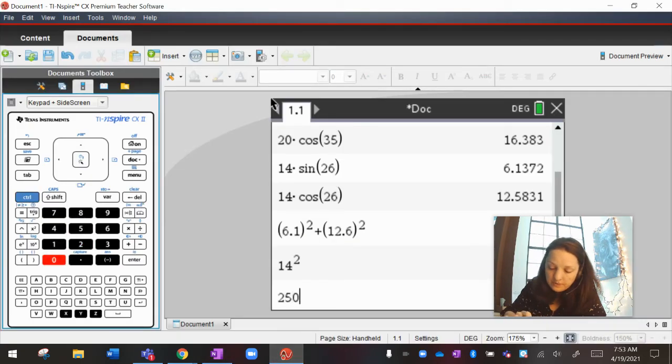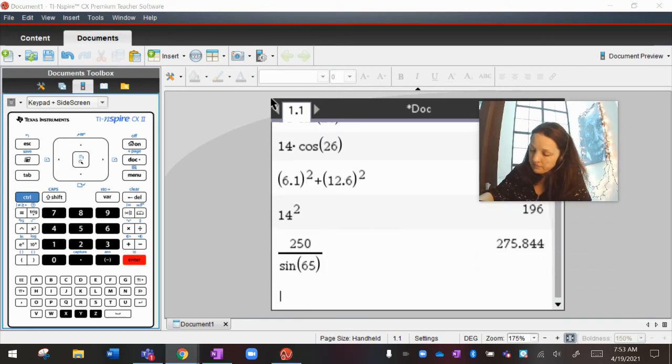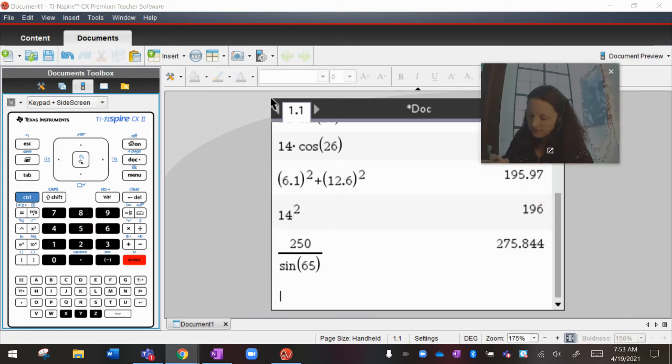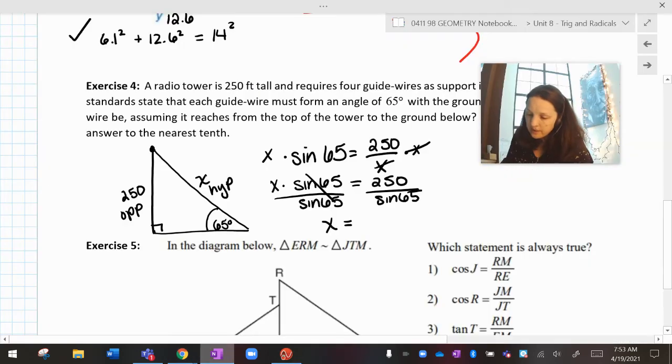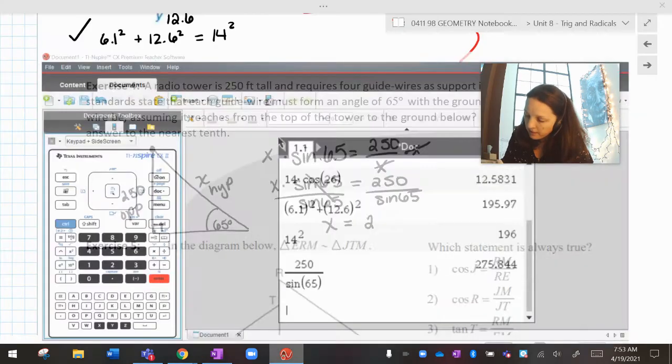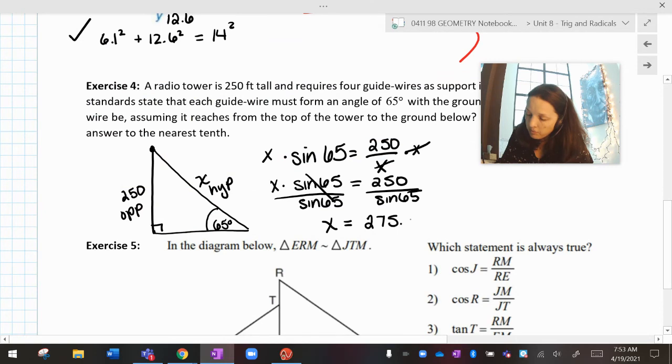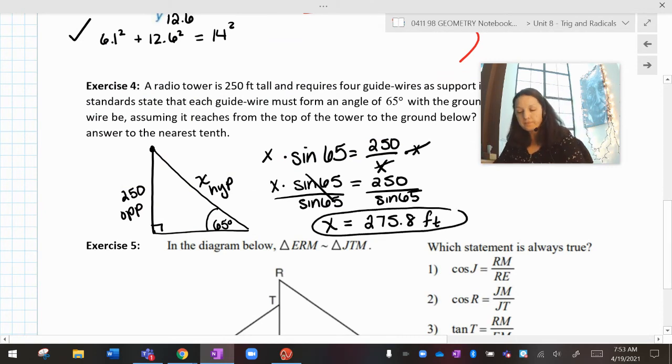So 250 divided by sine 65 is 275.8. They wanted it to the nearest tenth. That's what I gave them, 275.8 feet. There we go.